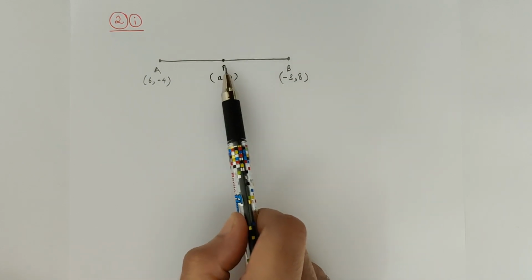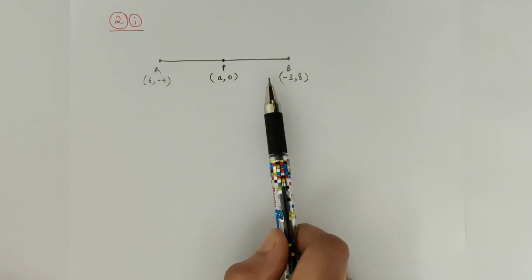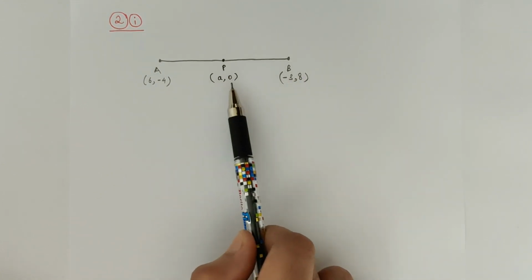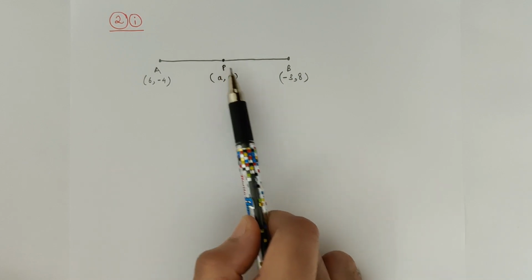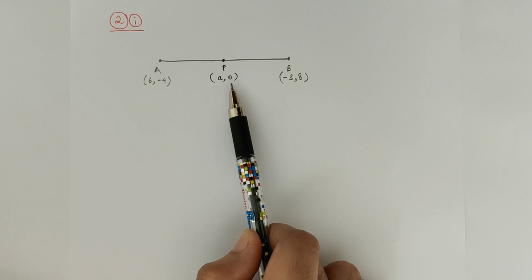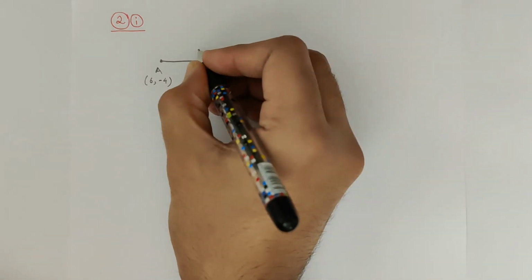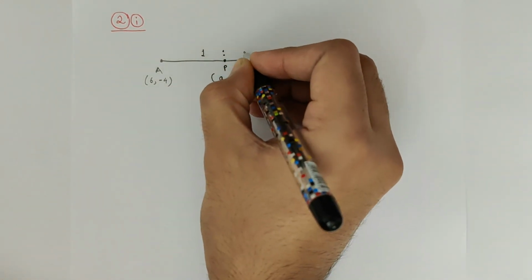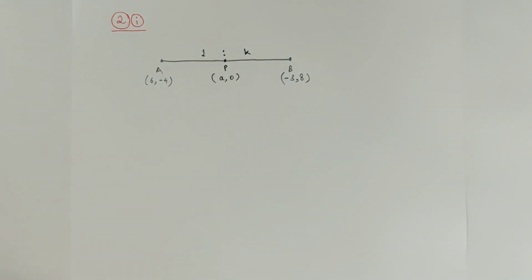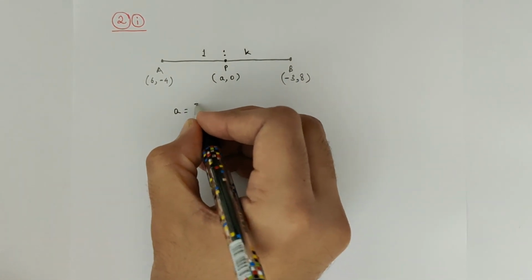We have taken a point P on the x-axis which divides the line segment AB. The coordinates of P will be (a, 0) because P lies on the x-axis, so it will only have the x coordinate. The y coordinate is equal to 0. Now let the ratio in which P divides AB be 1 is to K.